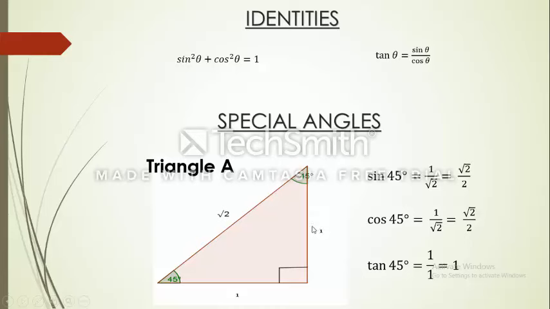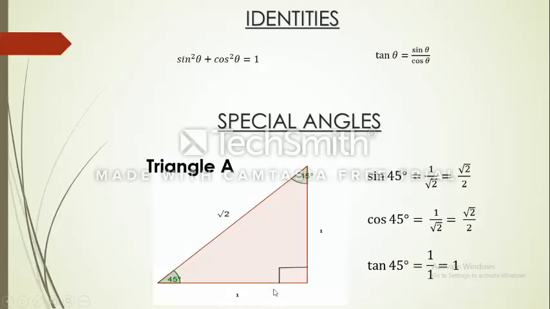So if we use the Pythagoras theorem, you would remember that we find this side and we get it as square root of 2. This being the case, sine 45 degrees is equal to 1 over square root of 2. Sine being opposite over hypotenuse, I think you remember that. And then we rationalize this, we'll get square root of 2 over 2.